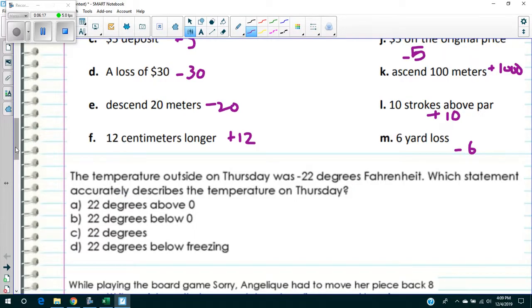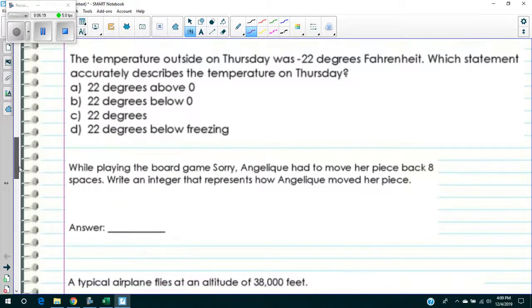We're almost there, actually. The temperature outside on Sunday was -22 degrees Fahrenheit. Which statement accurately describes the temperature on Sunday? 22 degrees above zero. By the way, it would be good practice to eliminate the obvious wrong answers so that if you're stuck between two, you're not distracted by the other choices. You know what I'm saying? 22 degrees below zero. I like that. I'm going to put a check next to it without committing to it first. 22 degrees above zero, that's patently untrue.